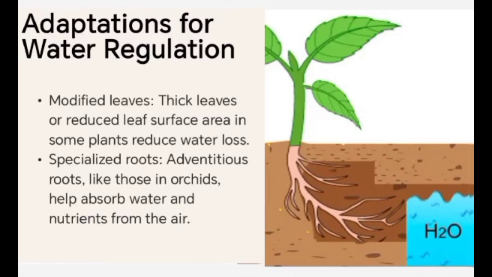Specialized roots. Adventitious roots. These are roots that grow from unusual places, like the stem or leaves. Orchids, for example, have roots that can absorb moisture directly from the air. This is especially helpful in environments where the soil is dry or scarce. These adaptations demonstrate how plants have evolved to thrive in challenging conditions. They are like little survival experts, finding creative ways to conserve water and access nutrients.